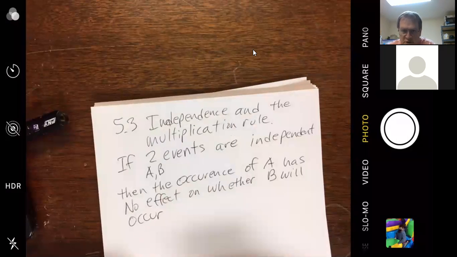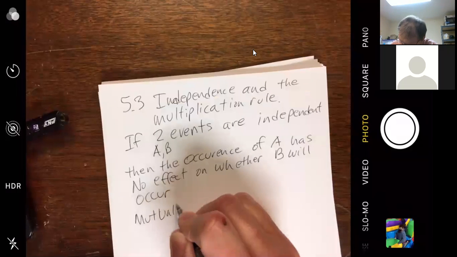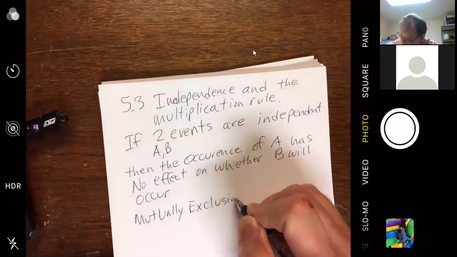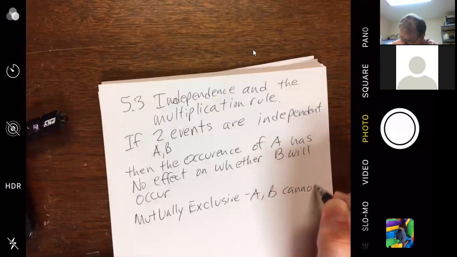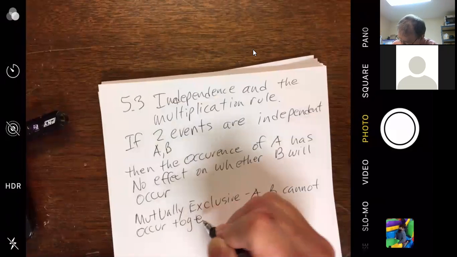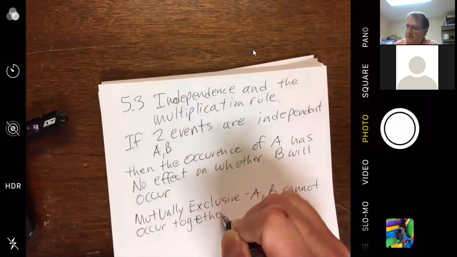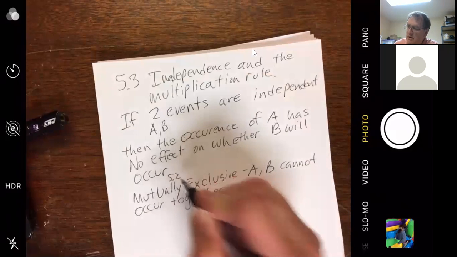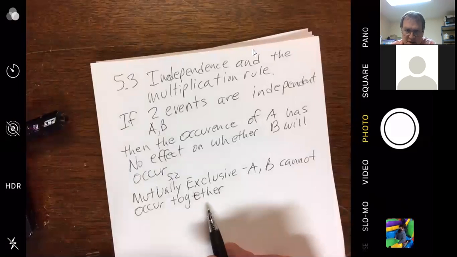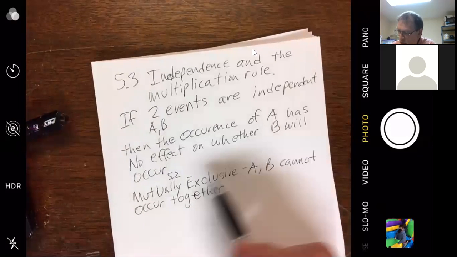This is different from mutually exclusive. Mutually exclusive means A and B cannot occur together. So this is a different animal. That's what we had before from 5.2. Mutually exclusive says they cannot occur together at the same time. This says one happens, but it has no effect on whether the other will happen.